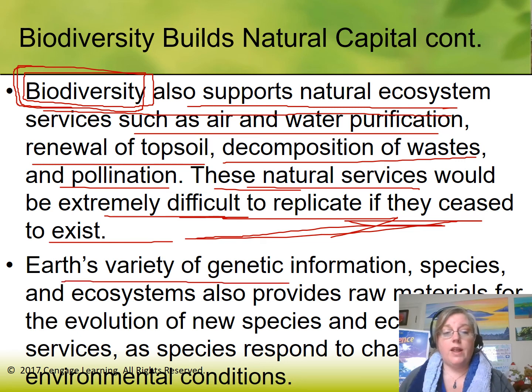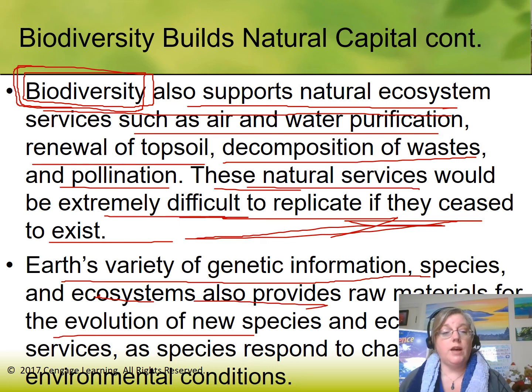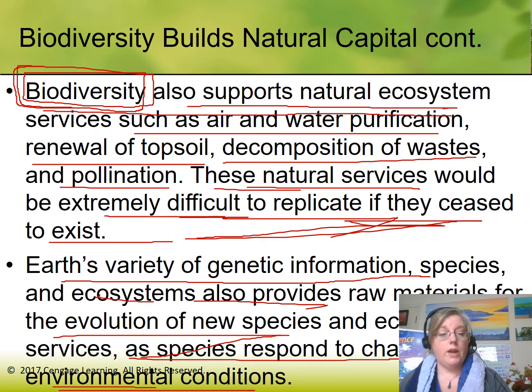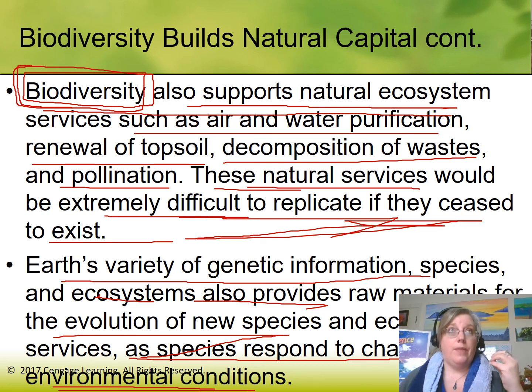So the Earth's variety of genetic information, species, and ecosystems, those are the first three types, will also provide raw materials for the evolution of new species, okay, and ecosystem services as the species respond to changes in environmental conditions. We know that the environment is changing very rapidly. It is our fault. 85%, 95% of it is our fault that the environment is changing so fast. And if we have enough biodiversity, the animals can adapt to it quickly enough and then continue to provide these services we need, only if there's enough biodiversity.